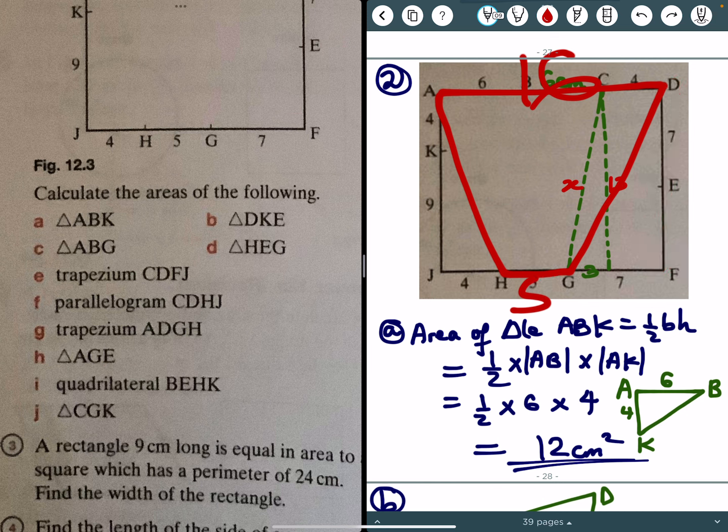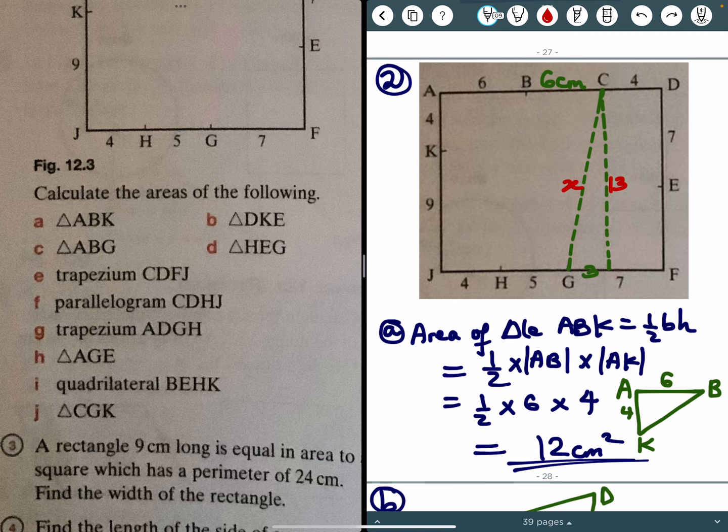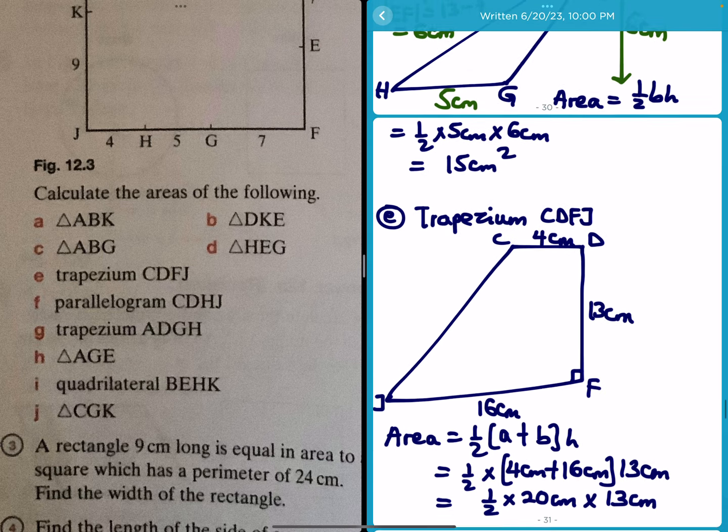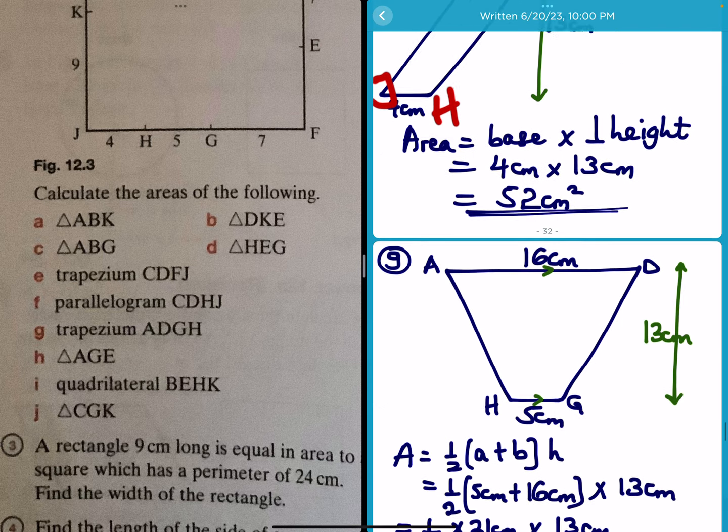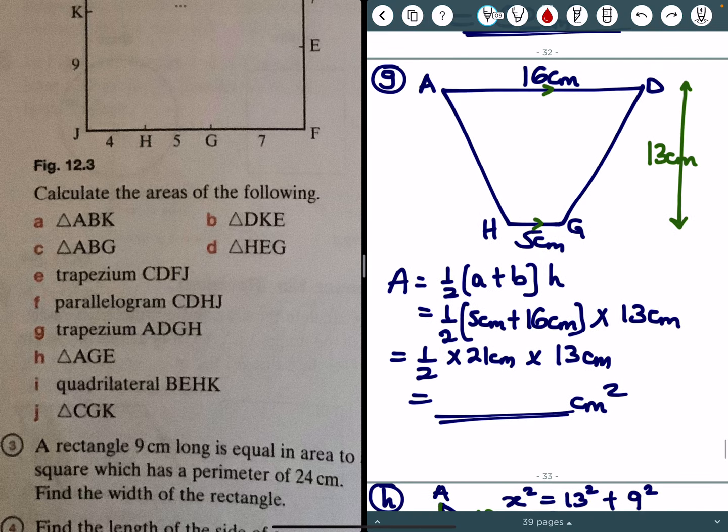I'll just do area of trapezium is half open bracket A plus B times H. And that gives me half open bracket 5 plus 16 times 13. So that's half times 21 times 13. You put your answer there. So that ends question G. That gives us the area of the trapezium ADGH in question G.